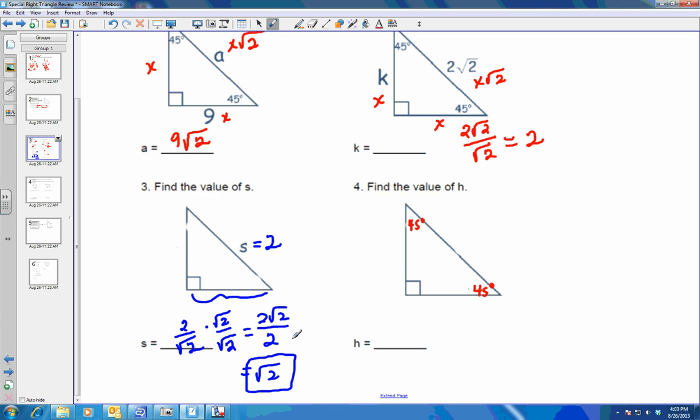Okay, so find the value of, let's say that this side is 4. Let's say this is side A, this is side B, and this is side C. Let's find out what B is. Since this is a 45, 45, B would have to also equal 4, and side C would equal 4 times the square root of 2.